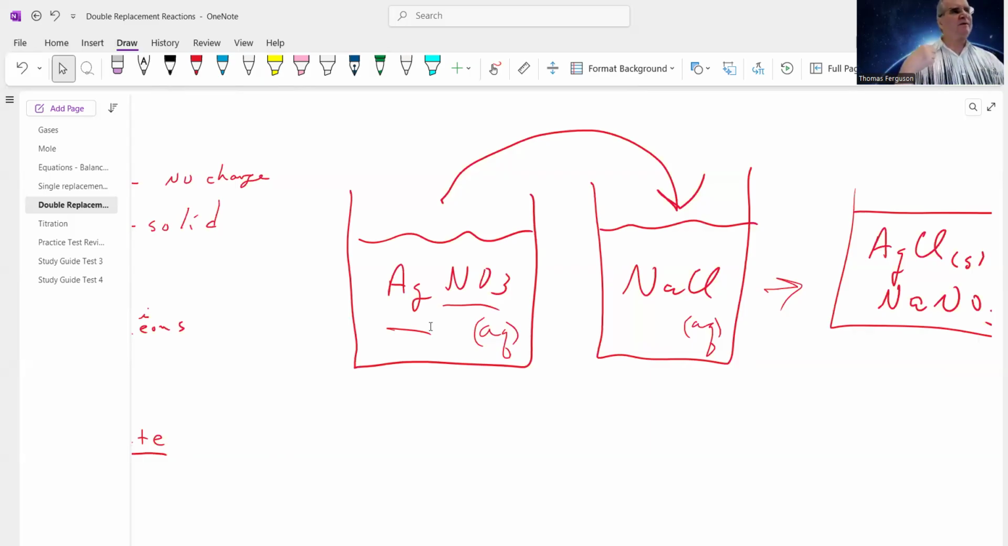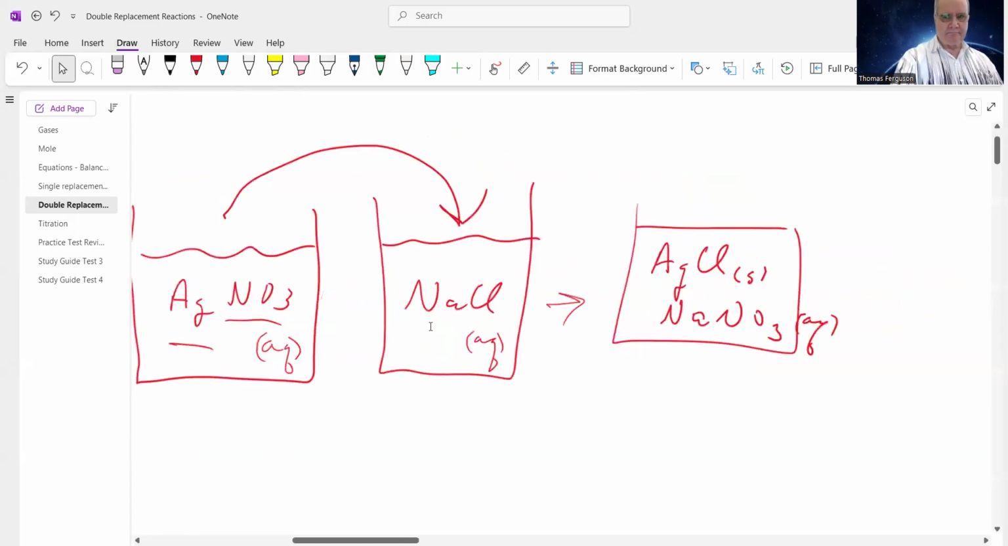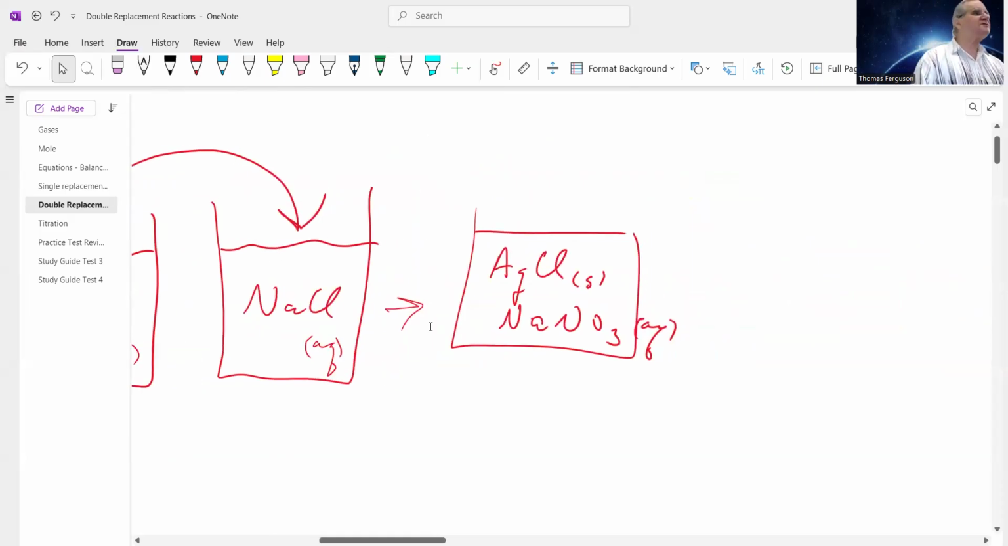Now, what a double replacement reaction is: we're going to take two solutions with a salt dissolved in there, like silver nitrate, sodium chloride. We're going to dump them together. And then something may or may not happen. We may get a solid formed or gas released, or nothing will happen. And that's where the chart comes in. The chart will tell you whether something's going to happen.